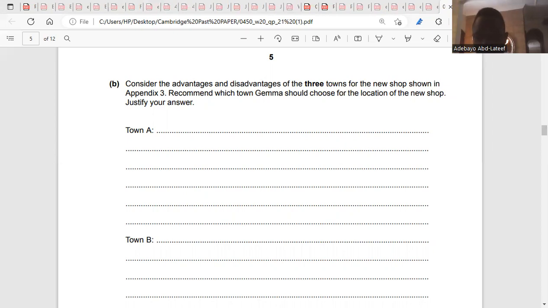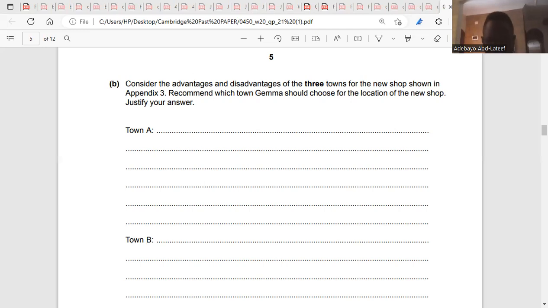Then town C, we have 20,000 for each year. 20,000 plus 60,000, that's 83,000. We have 200,000 minus 83,000. Town C will generate 117,000 in terms of the net profit. So these are the profits.